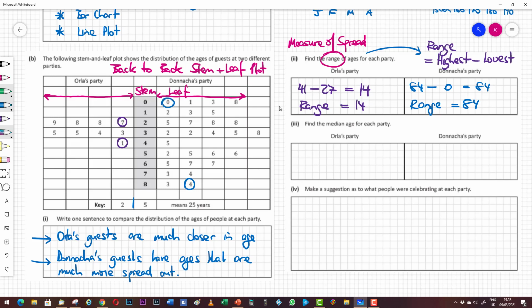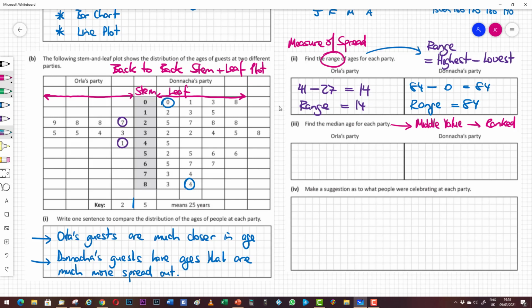The next question asks us to find the median age for each party. So the median is the middle value. So we'll just write this down. The median is the middle value when the data is ranked. Now, ranked means when we order them from the lowest to the highest. And in a stem and leaf graph, the data is already ranked from the lowest to the highest.